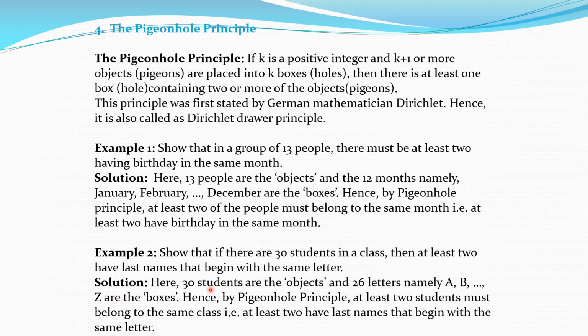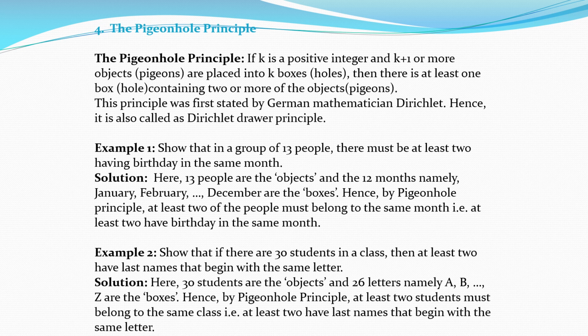Now the student whose last name begins with A will go to box A. The student whose last name begins with B will go to box B. So in this way, boxes are only 26 because there are 26 letters, but there are 30 students, means 30 objects. So the number of objects is more than the number of boxes. So by the pigeonhole principle, at least 2 students must belong to the same box. That is, at least 2 have last names that begin with the same letter.